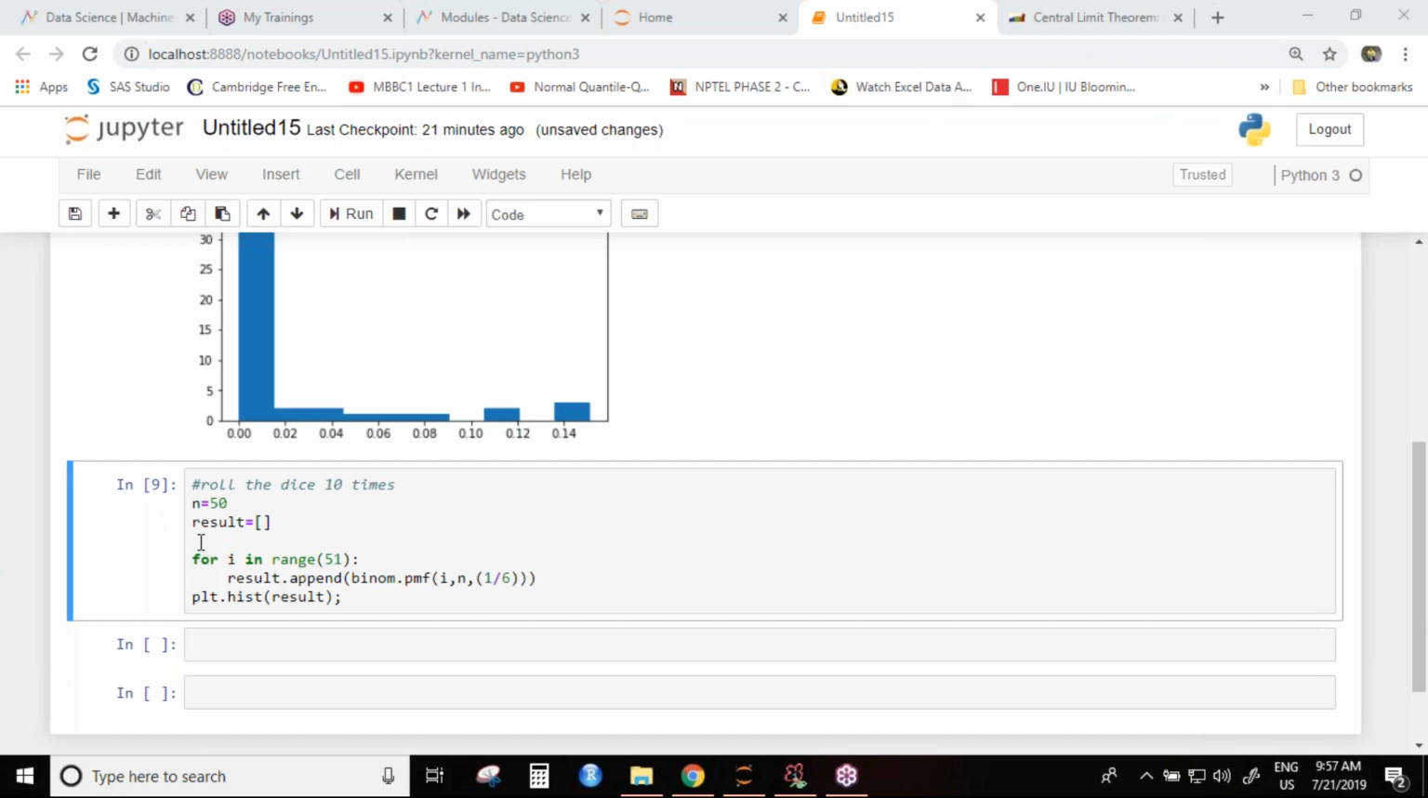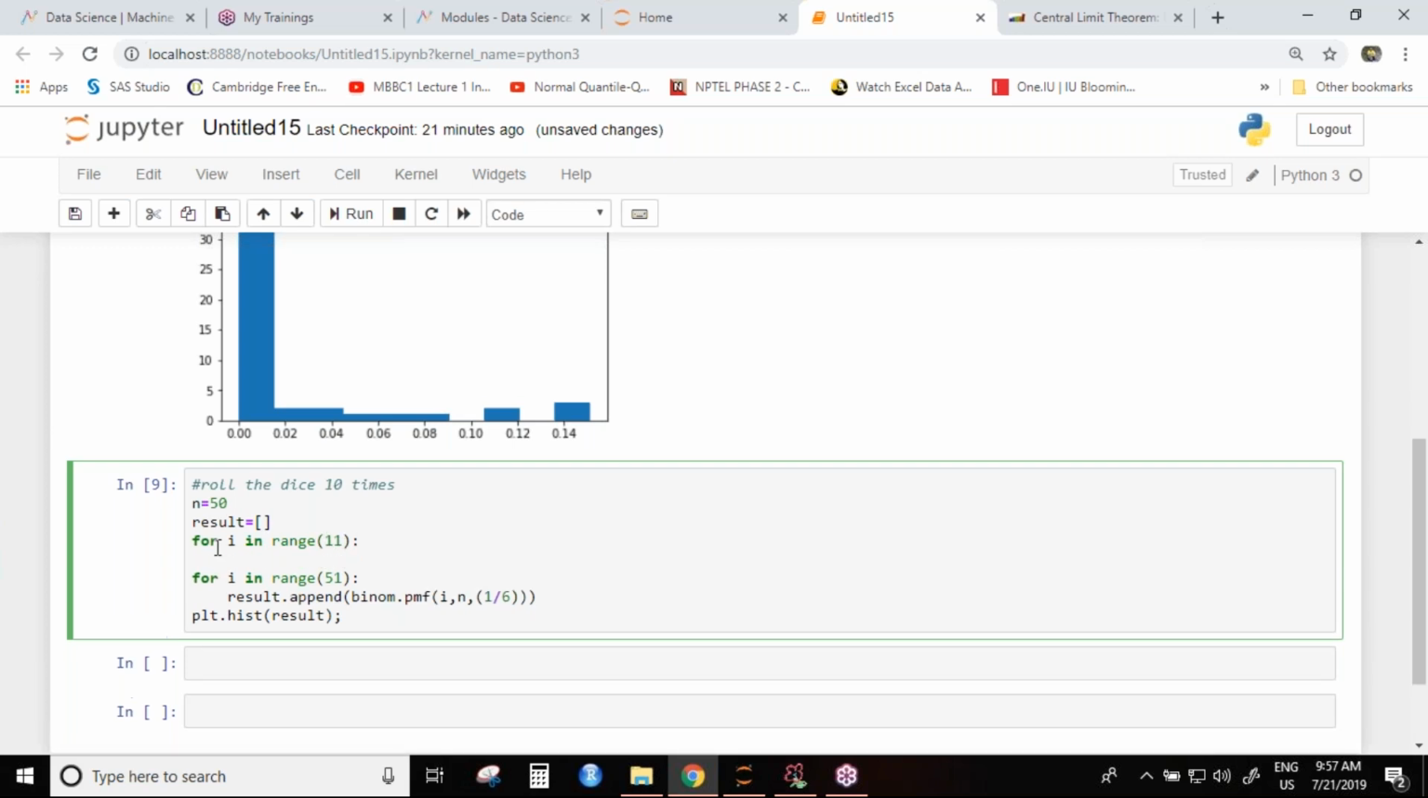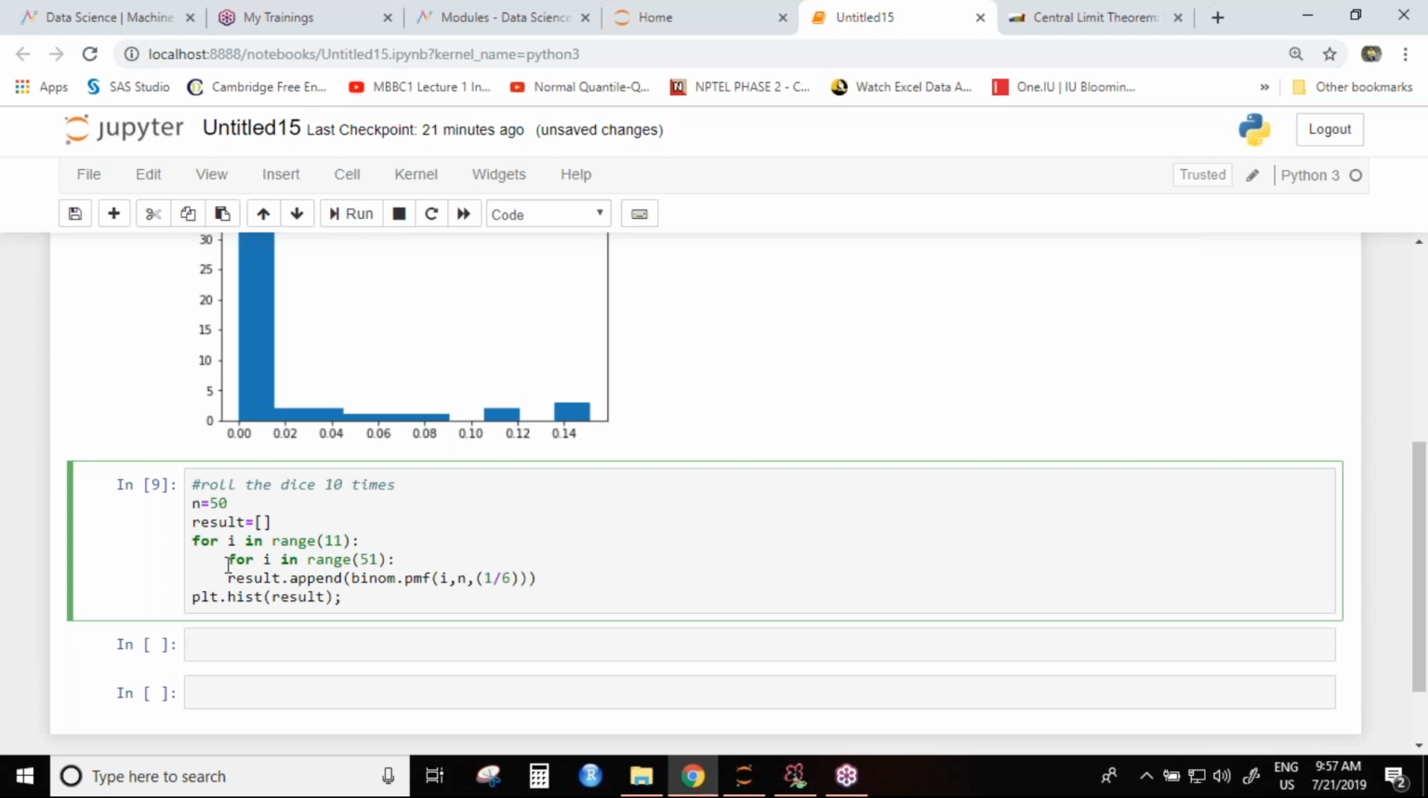Okay, so here I will use for i in range. I have to roll it 10 times, so I'll write 11. Range 11 means it will roll from 0 to 10, and I'll keep this inside. This will go further with one indentation, and I'll be appending the result of each roll to a list.